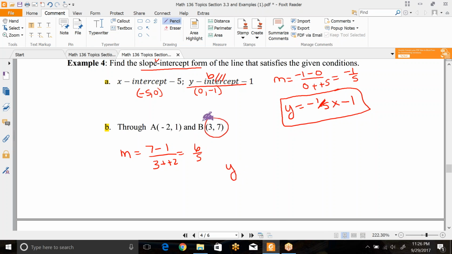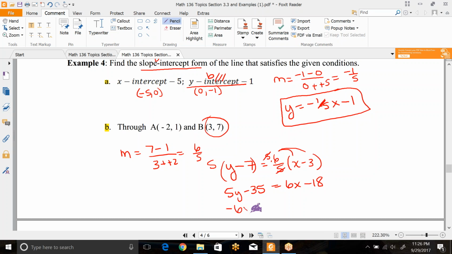And I'm going to use this point as the one I plug in. So y minus 7 equals 6 over 5 times x minus 3. Here's a good time to try to clear out that fraction since it won't multiply nicely. If you multiply both sides by 5, it clears out the denominator on the right side. We have to distribute this 5, but we'll also have to distribute this 6. And then we will subtract the 6x over to be on this.